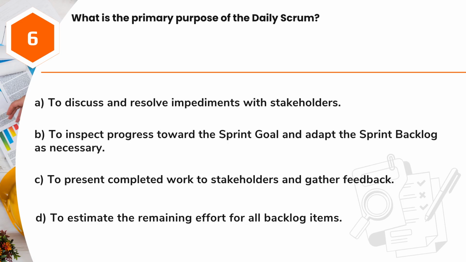Question 6. What is the primary purpose of the Daily Scrum? A. To discuss and resolve impediments with stakeholders. B. To inspect progress toward the sprint goal and adapt the sprint backlog as necessary. C. To present completed work to stakeholders and gather feedback. D. To estimate the remaining effort for all backlog items.